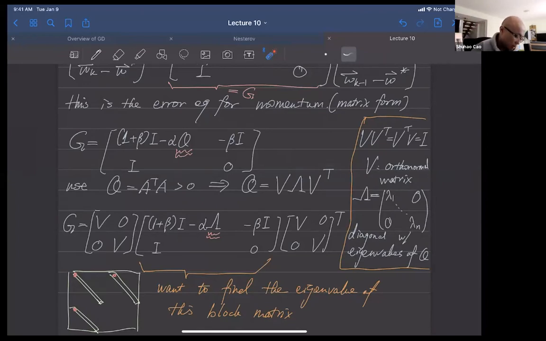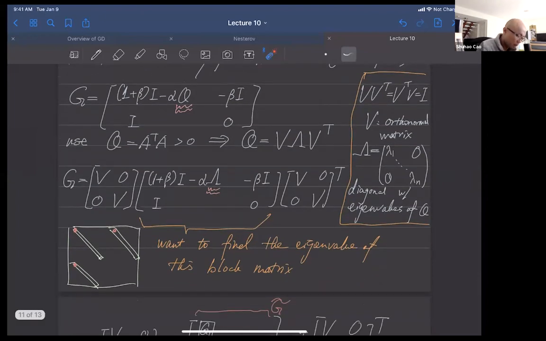After we perform this matrix diagonalization, we can decompose this G into this big matrix. In here, this is a block diagonal matrix. It has four blocks: this block, this block, this block, and this block. One block is zero, and all three other blocks are diagonal.